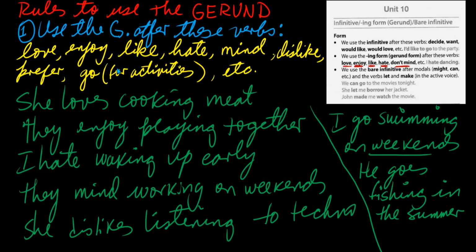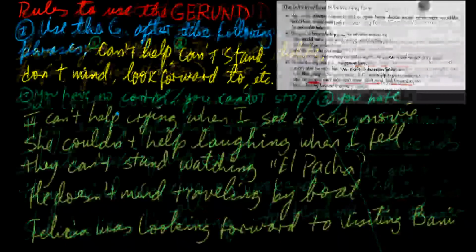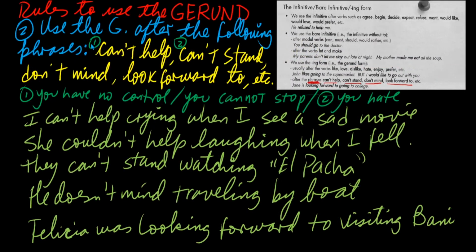Okay, now it's also used after go for activities. Activities is when you put the verb in the gerund and transform it into an activity: swimming, dancing, fishing, skateboarding, anything. And the last usage of the gerund for this level, of course there are more uses that you will learn in the other level, is after phrases.